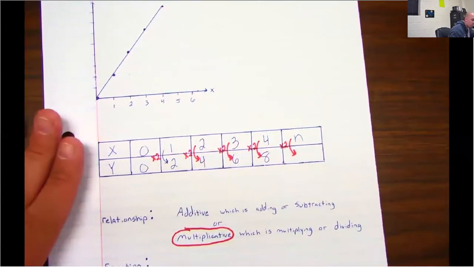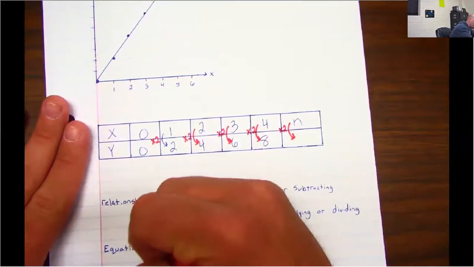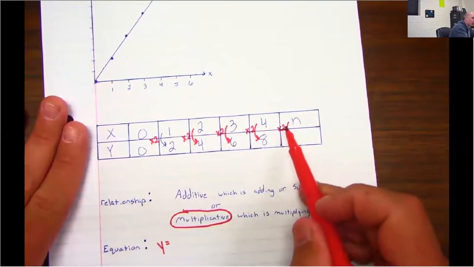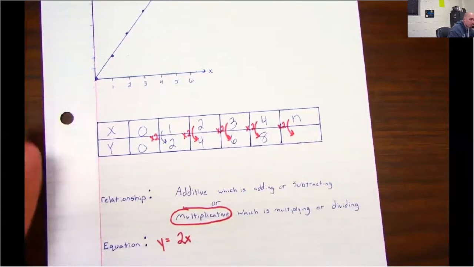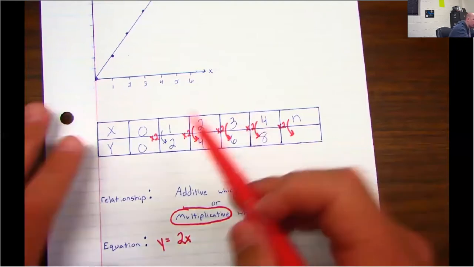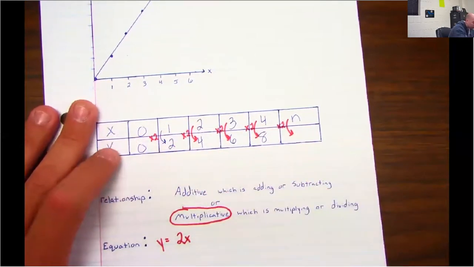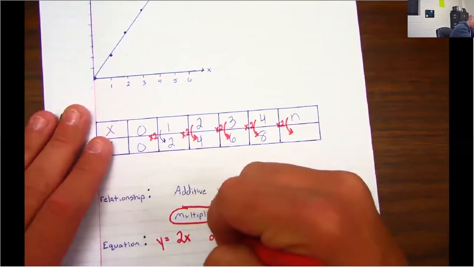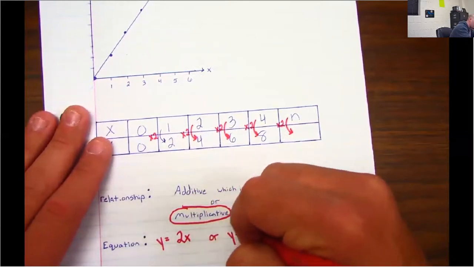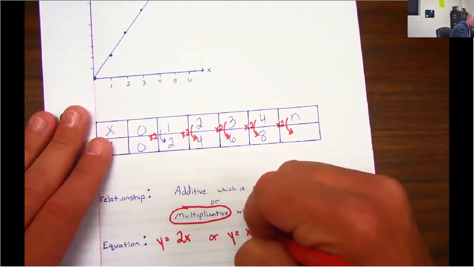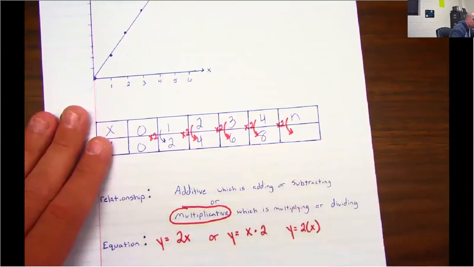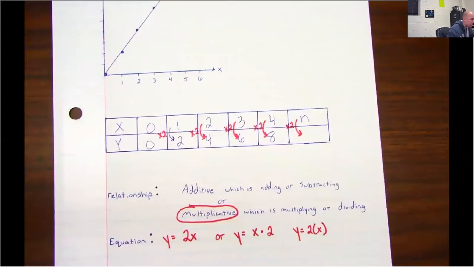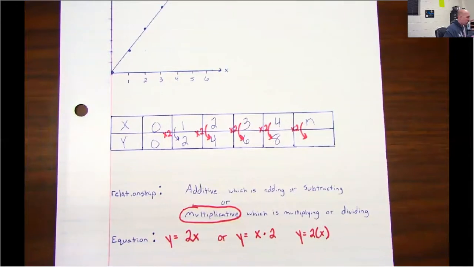My equation is going to be y equals, I'm taking my 2 and I'm multiplying it by the x value. So all I'm doing is multiplying the x value by 2. You could also write it as y equals x value times 2, or y equals 2 parentheses x. All three mean the same thing. So there's your equation. All right, let's try one more.